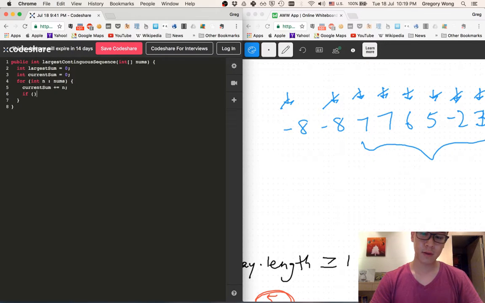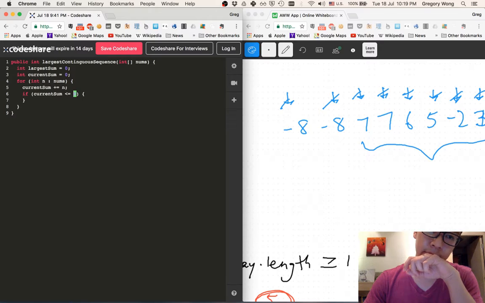And if the current sum is then less than 1, or less than or equal to 0, so if the sum was like 0, then it wouldn't make a difference. So actually, you could attach that to another sequence, and it would still give you the same number.